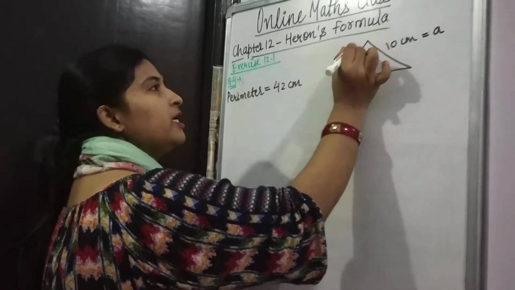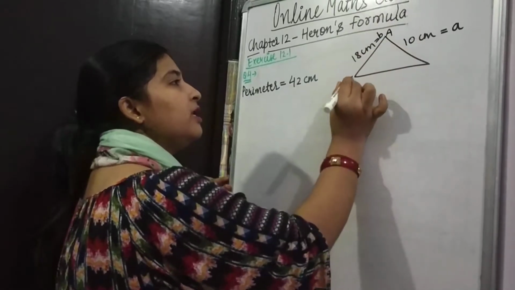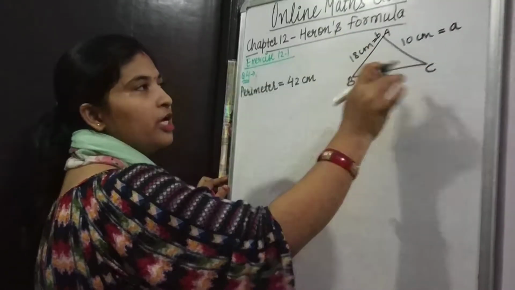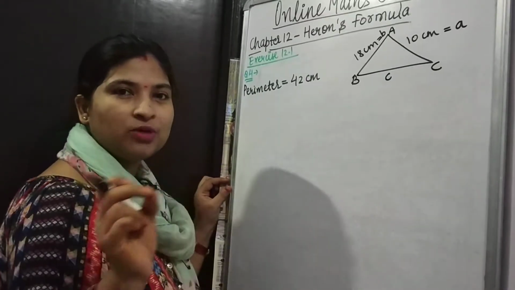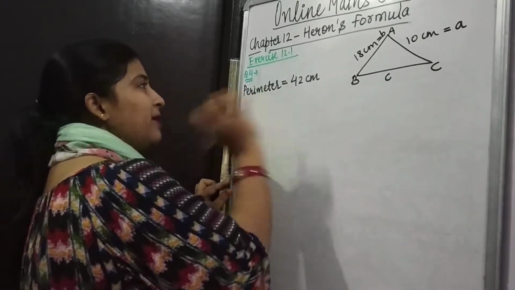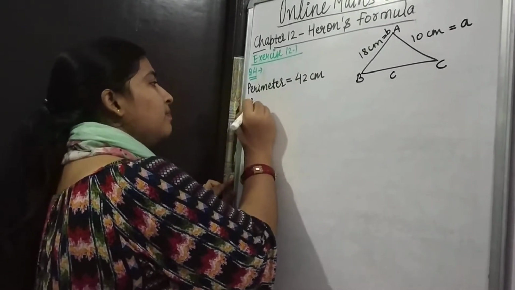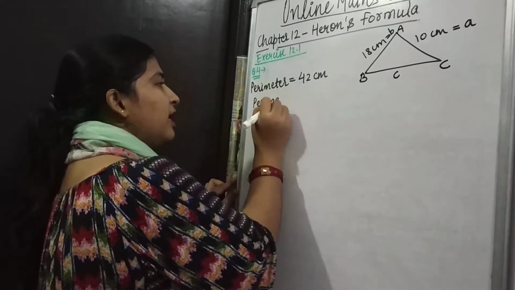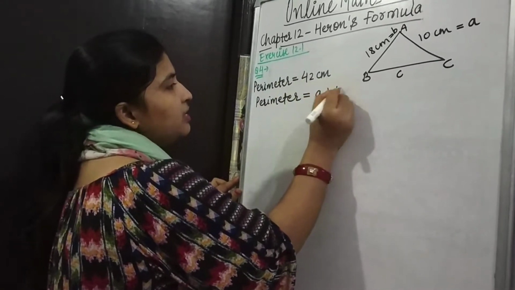I am assuming one side as small a and this one as small b. You can name the triangle ABC. In this triangle, two sides are given. We have to find the third side, so I am assuming the third side as small c. What is the perimeter of any triangle? As we have discussed earlier also, it is a plus b plus c.